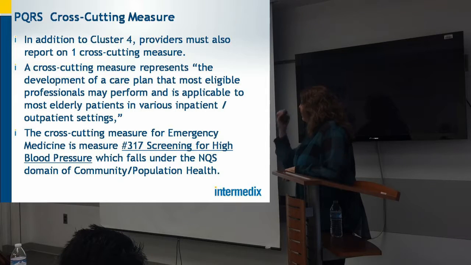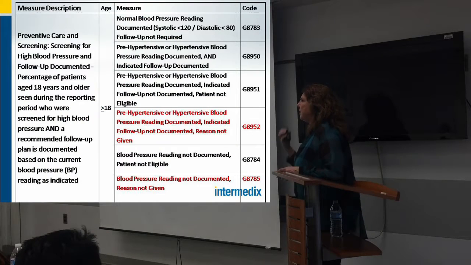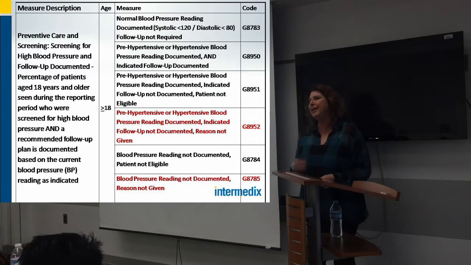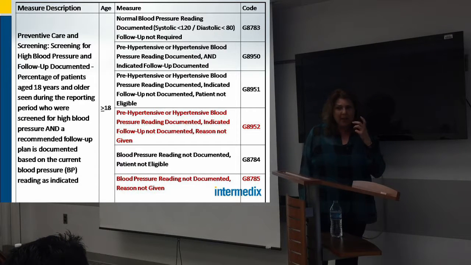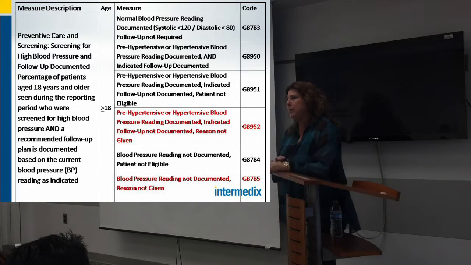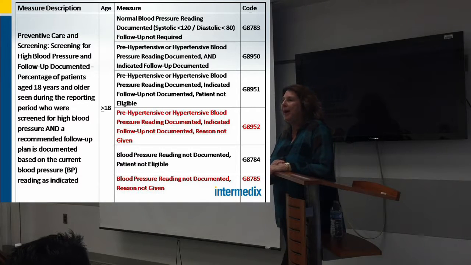But really the big new thing last year was this cross-cutting measure for high blood pressure. So I just kind of want to take you through some of the ideas on what this measure is. This measure basically states that any Medicare patient age 18 or older, if their blood pressure is measured in the emergency department and it is high, high is considered anything above 120/80. I didn't make that up. That's pretty easy to hit.